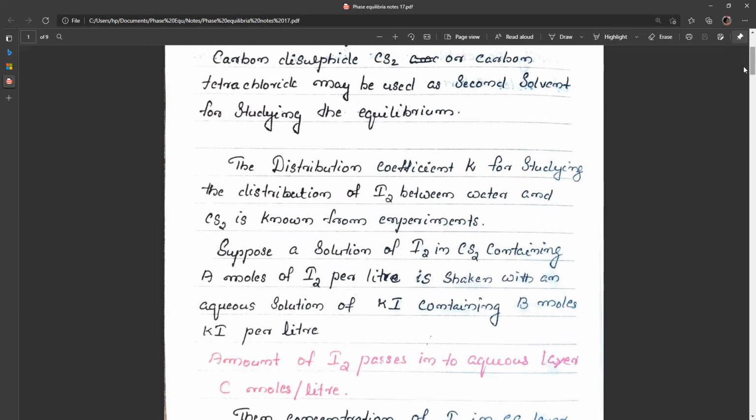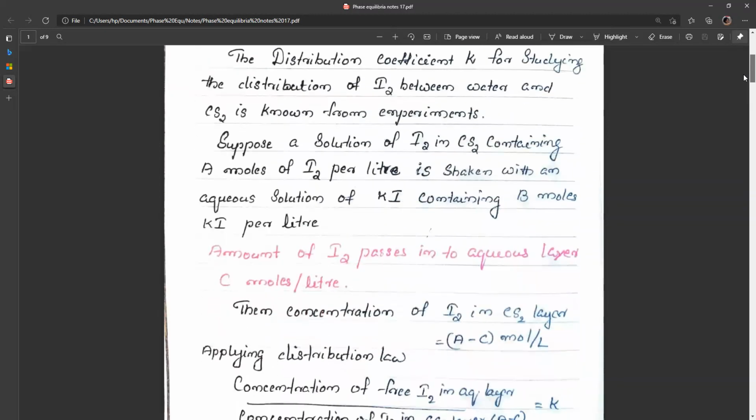The distribution coefficient K for the distribution of iodine between water and carbon disulfide is known from experiments. Suppose a solution of iodine in carbon disulfide containing A moles of iodine per liter is shaken with an aqueous solution of potassium iodide containing B moles of potassium iodide per liter. Let the amount of iodine that passes into the aqueous layer be C moles per liter.